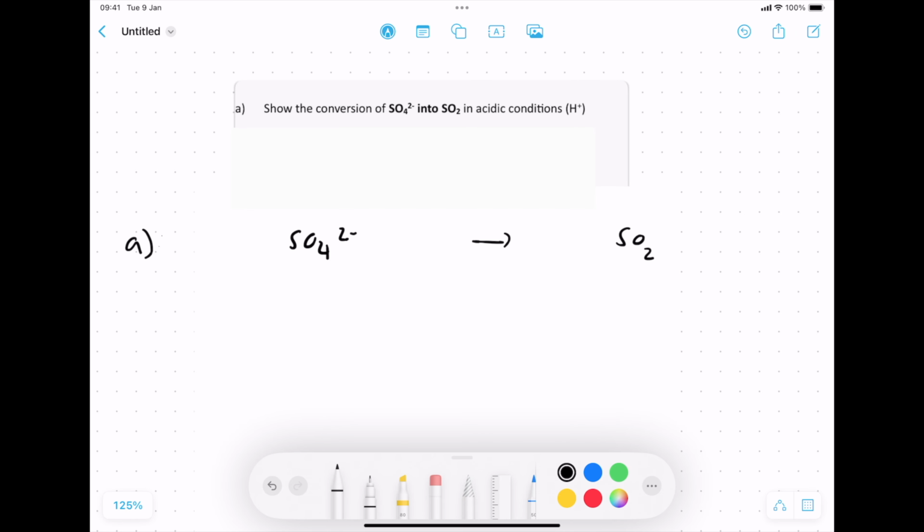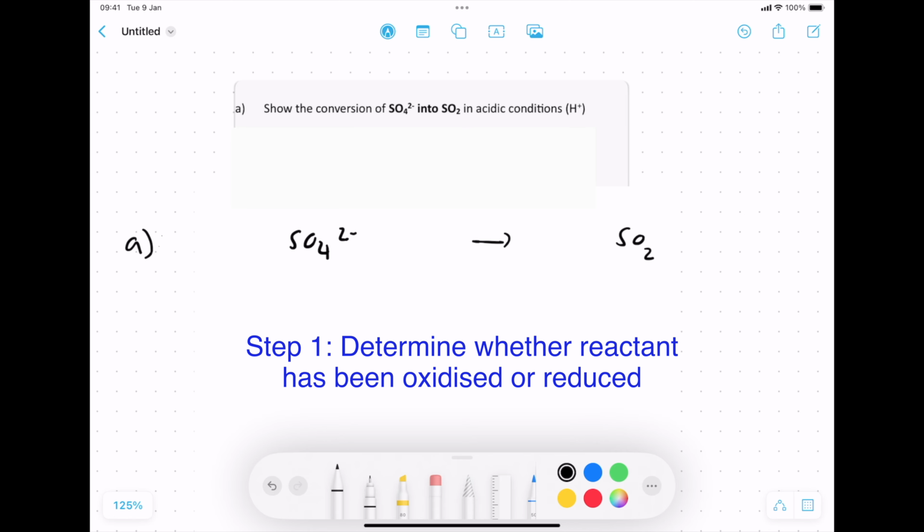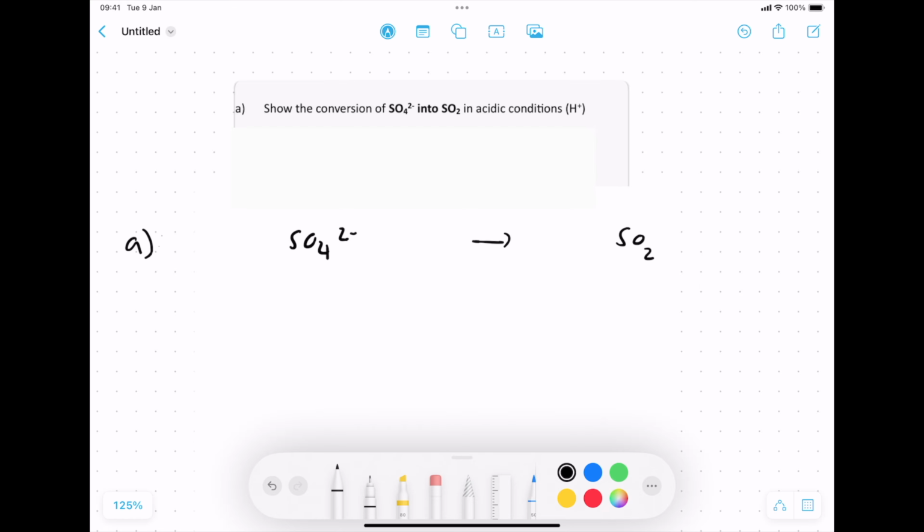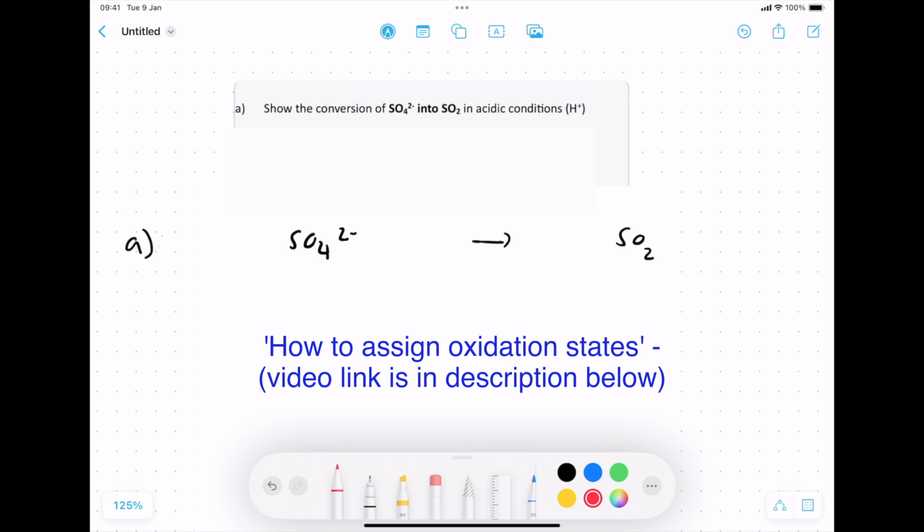Then the next thing you need to do is work out the oxidation state of the sulfurs and the oxygen to determine whether this conversion is an oxidation, a reduction, or perhaps unchanged. If the redox numbers remain unchanged, it's neither an oxidation nor a reduction. It's just a conversion. So that's the first thing to do. And the reason we need to do this is so we can find out where the electrons are going to go.